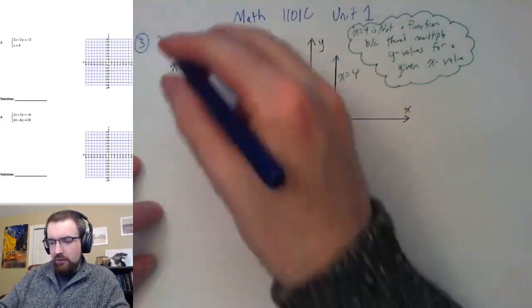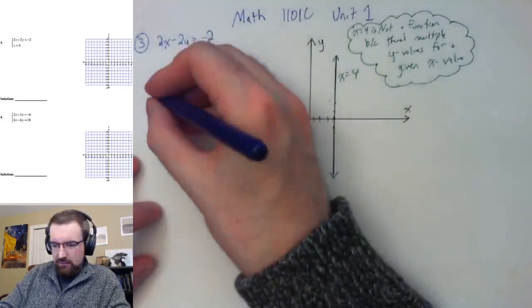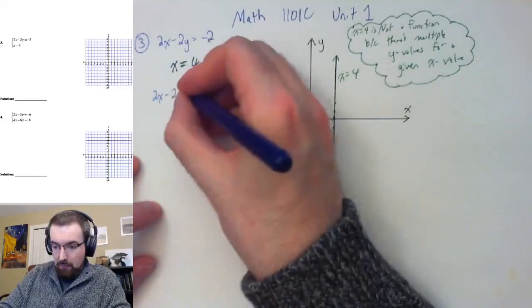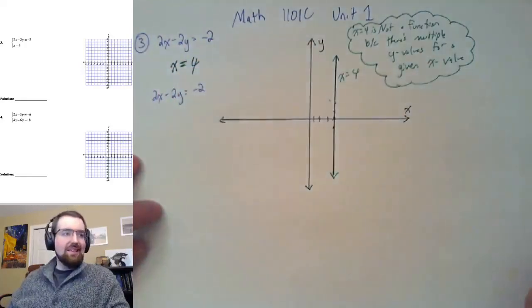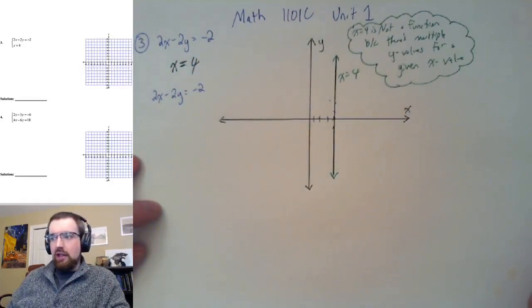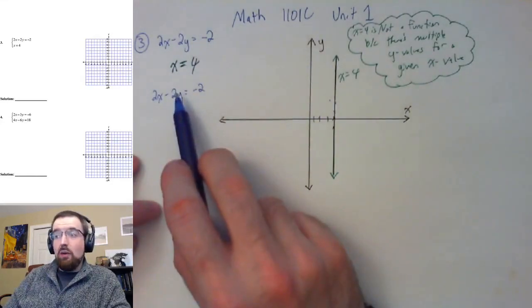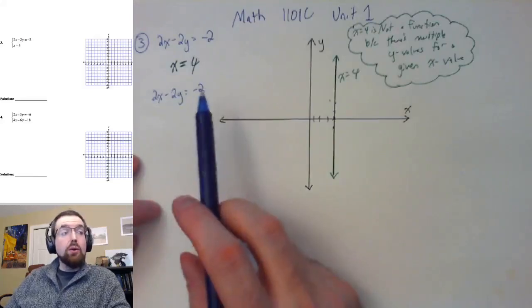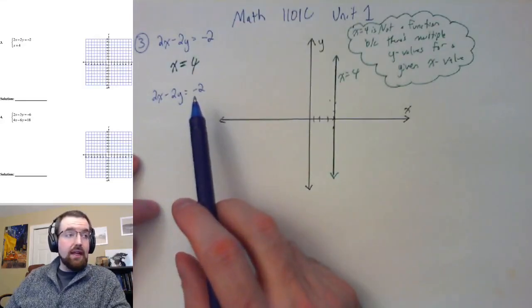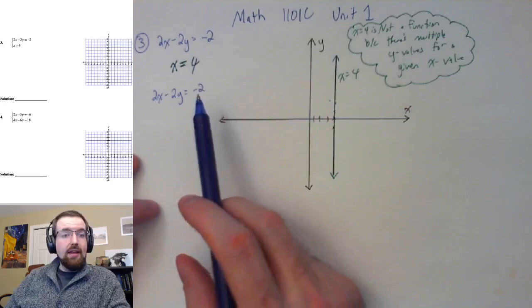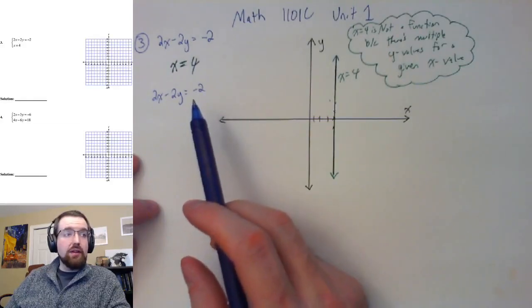I'm going to go back to the other one, 2x minus 2y equals negative 2. There are lots and lots of different ways that we can graph these ones. Now, I do recommend rearranging this to get y by itself. And if y is totally by itself, the form that we have then is slope-intercept form. The slope-intercept form is one of the easiest ones to graph.